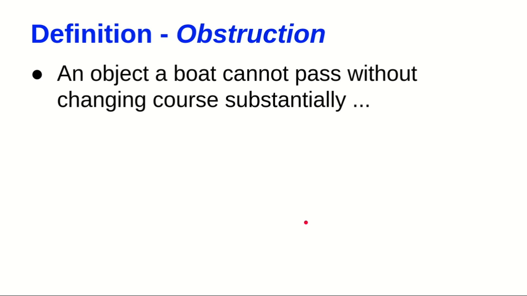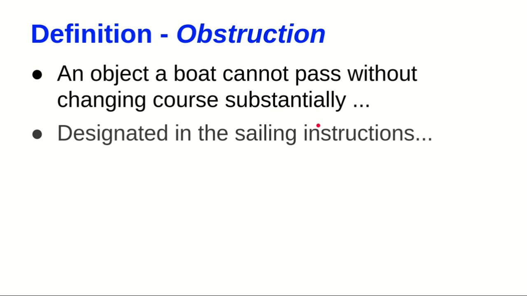So we also need to look at the definition of what an obstruction is, if we are to give room at one. An object a boat cannot pass without changing course substantially. It's something that you have to move away from or change course so you don't hit it. Pretty obvious. Something designated in the sailing instructions. The sailing instructions might say a particular zone is an obstruction, or a particular line is an obstruction, or maybe you can treat the moorings as an obstruction. So the sailing instructions can define additional obstructions that you must treat as an obstruction.